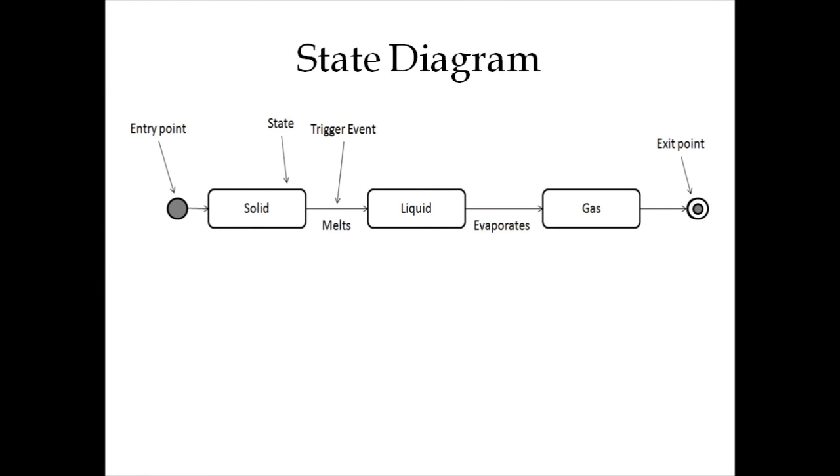State diagram shows the different states and triggers of an object. The entry point is where it starts. The state describes what the object is doing or how it is. Each line is a trigger event, bringing the object from one state to the next. The exit point is at the end.